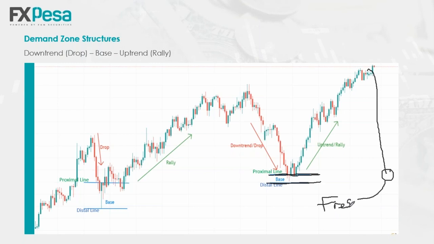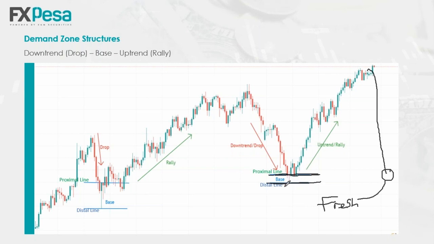And we were saying that a fresh zone is likely to yield better results, because the reasoning behind supply and demand zones is that the assumption or the notion that you had price leaving this level with huge extended candlesticks, it was caused by an imbalance in the market.